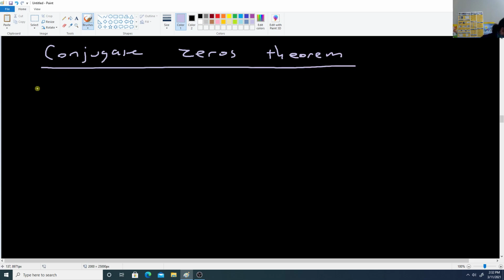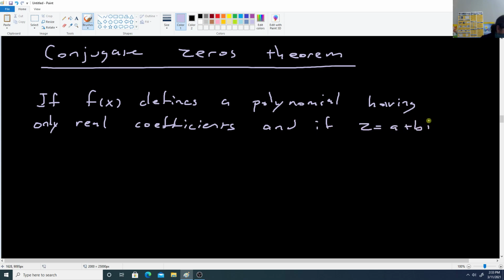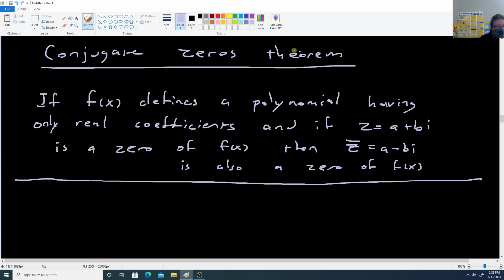What the conjugate zeros theorem says is if f of x defines a polynomial having only real coefficients, and if z equals a plus bi is a zero of f, then z bar, which is a minus bi, is also a zero of f. Okay, so we're going to use this idea to do the next problem.